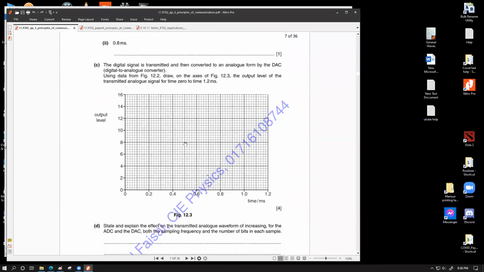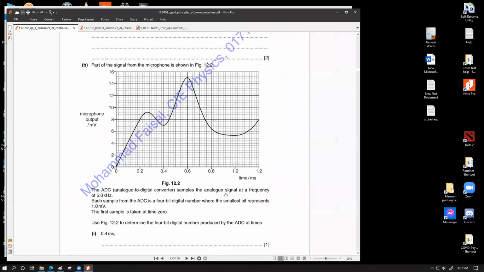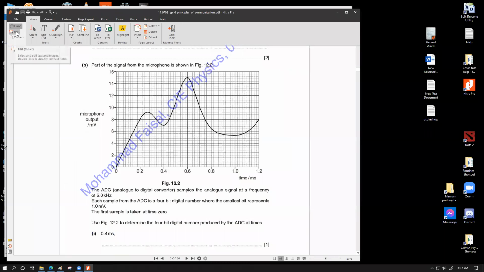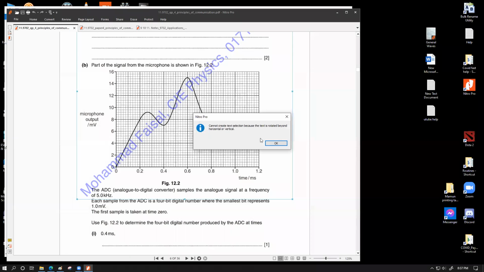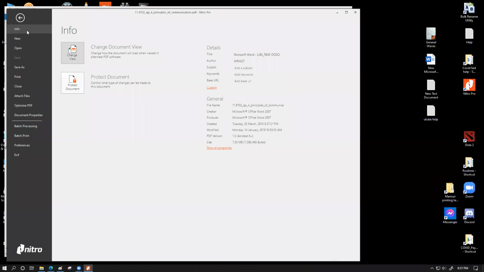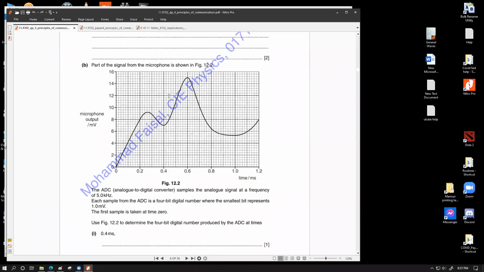Ashana, we should do this question in detail. Can I select this individually? Select. Can I select this? Home. Edit. No, I don't want to edit this. So can I select this only? Select.